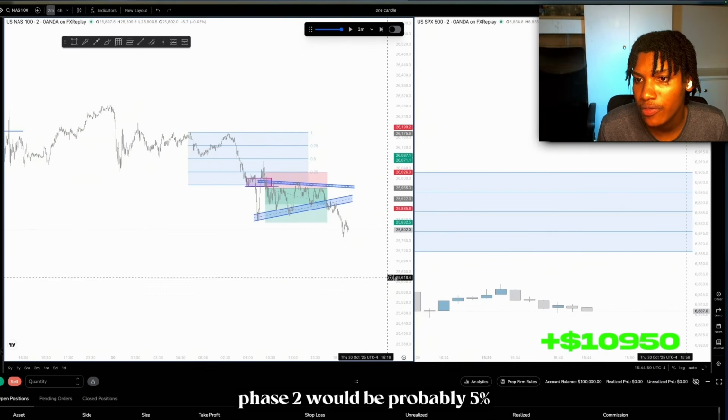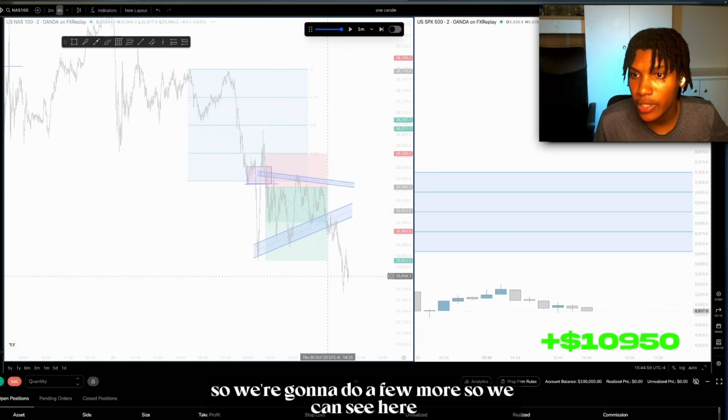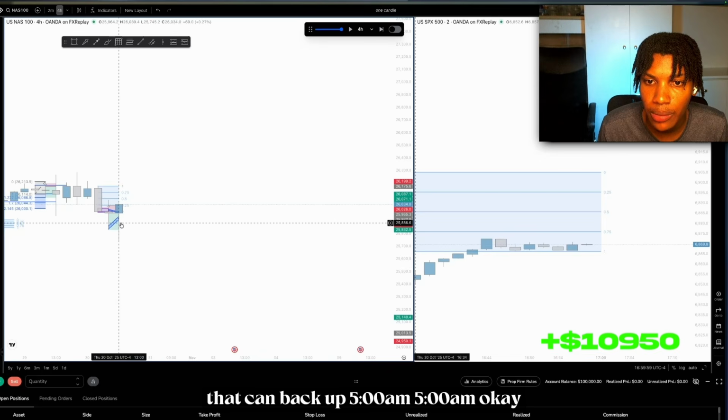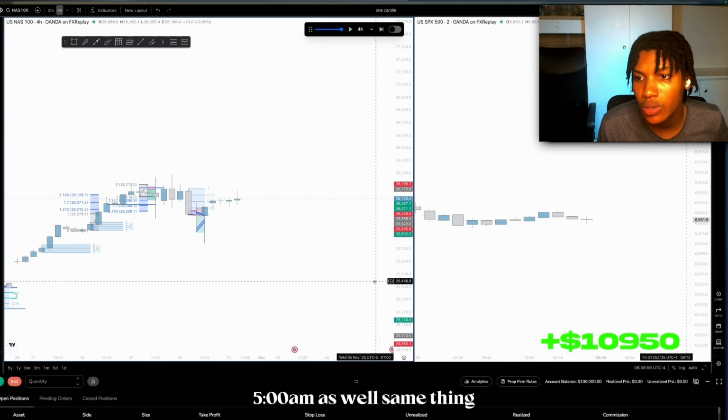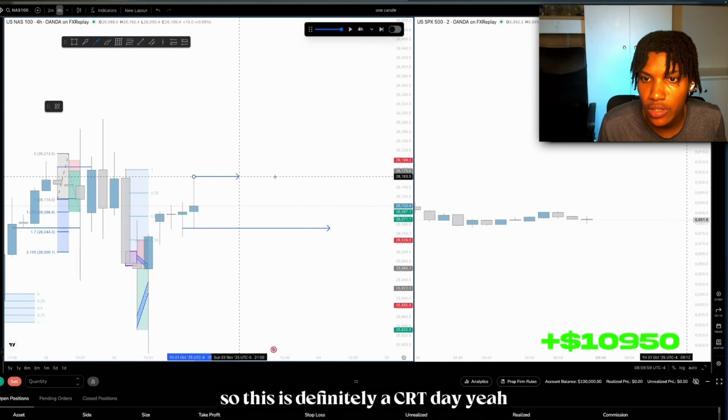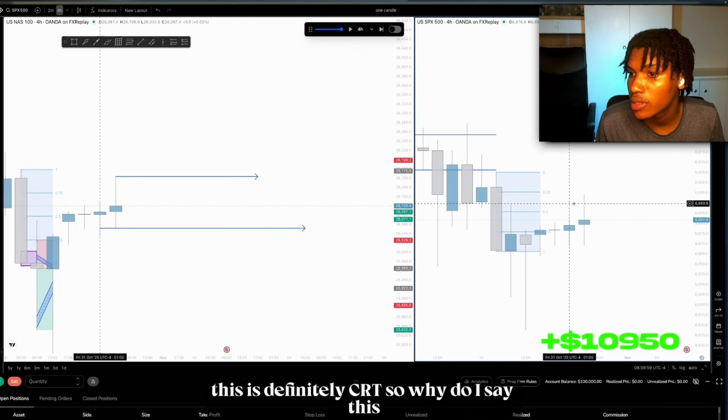Phase 2 would be probably 5%. So we're gonna do a few more so we can see here. And we're not seeing the profit target was a blessing in disguise. Okay, that came back up. 1 p.m. 5 a.m. Okay, 5 a.m. as well. Same thing. Choppy markets require choppy entries. So this is definitely a CRT day. Yeah, this is definitely CRT.